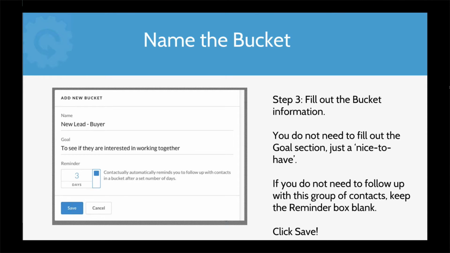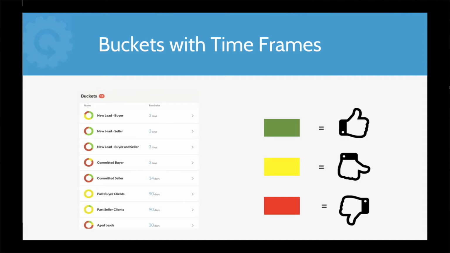All right. So once you get contacts into the buckets, you'll start to notice a lot of your buckets are having color coordination involved. You will see that some are green, some are yellow, some are red. What do these mean? This indicates the health of the bucket.